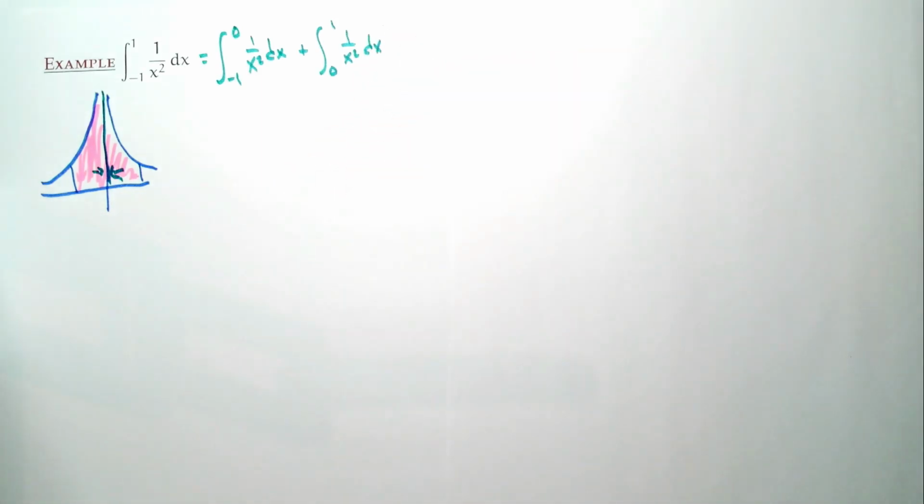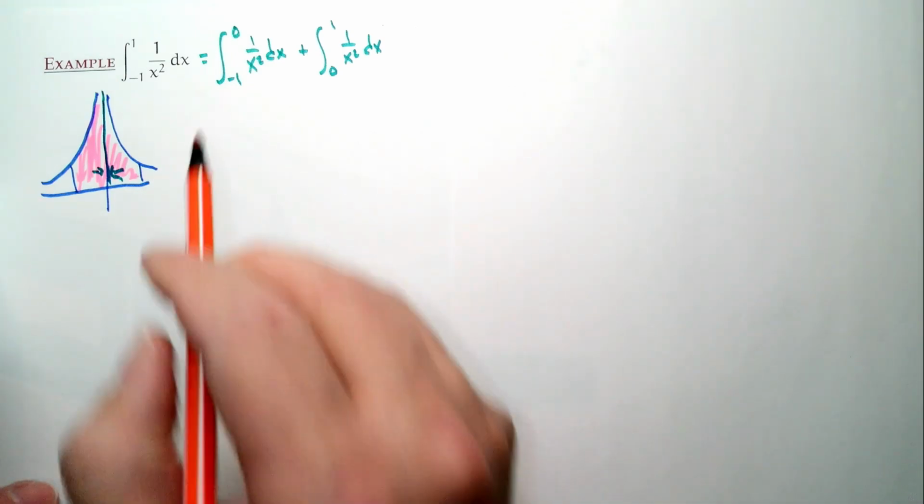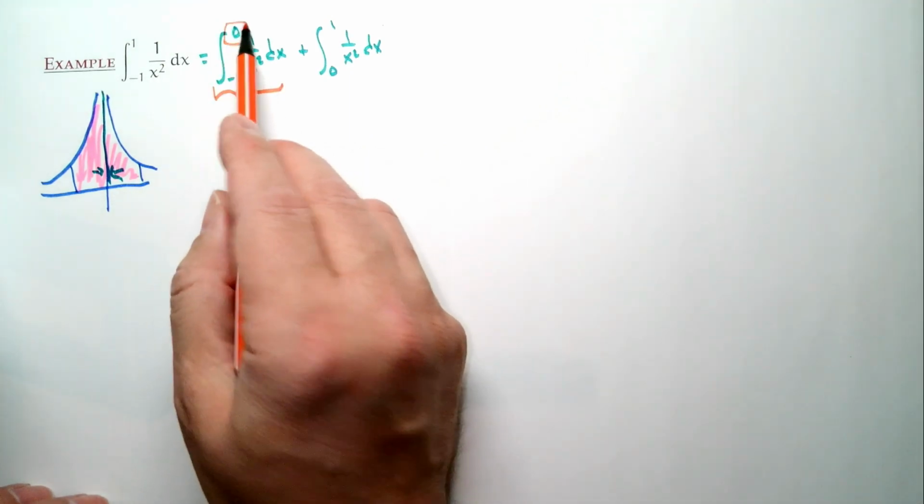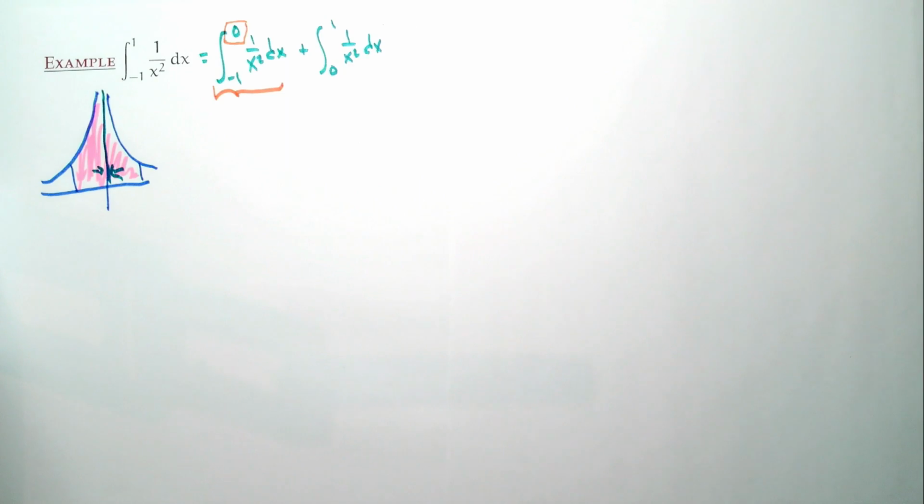Because I want to separate that. Now, from here, what we can do is just pick one. Let's pick the first one. Say, all right, our problem is at 0. 0 is where we're struggling. So we want to see what happens as we get closer to 0, but not quite at 0.